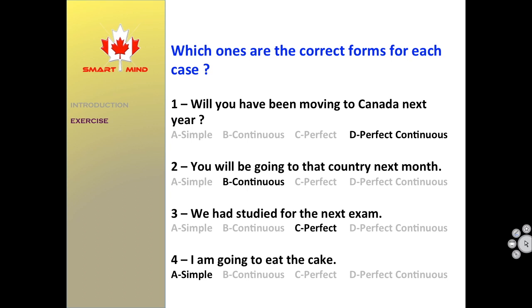The answers are these. Number 1, will you have been moved to Canada next year? It is a perfect continuous. Number 2, you will be going to the country next month. It is the continuous mode. Number 3, we had a study for the next exam. This is the perfect mode. And number 4, I'm going to eat the cake. This is the simple mode.